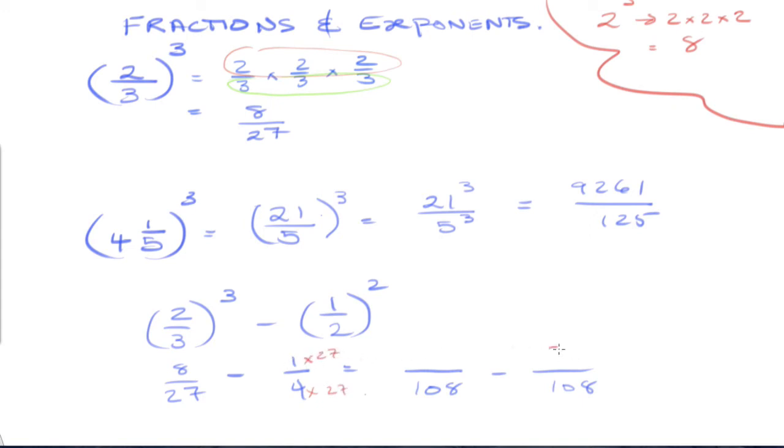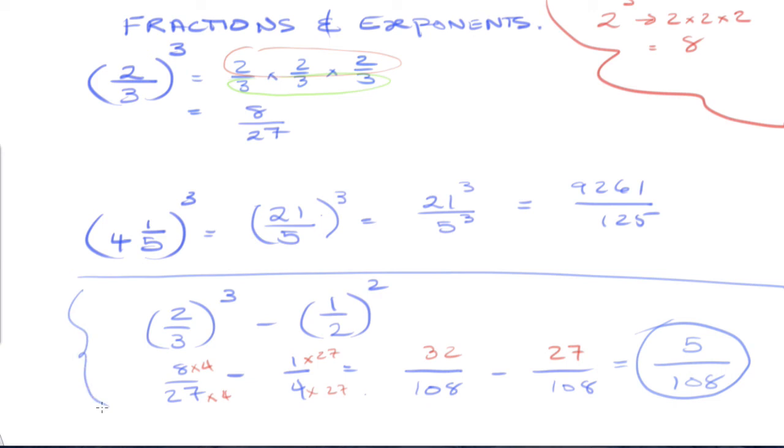1 times 27 is 27. On this side, I have to multiply by 4, and also on the top by 4. 8 times 4 is 32. 32 108ths minus 27 108ths gives me how many 108ths? Well, 32 minus 27 is 5. 5 108ths. And that would be the final answer to this bottom half question here, the BEDMAS question.